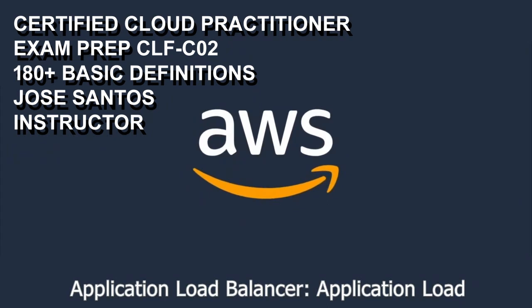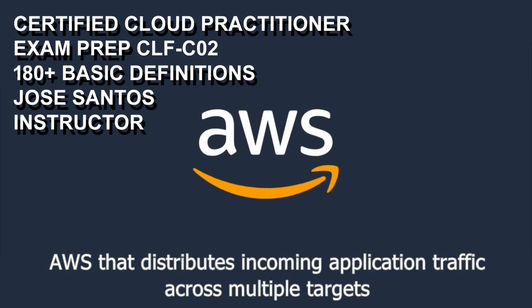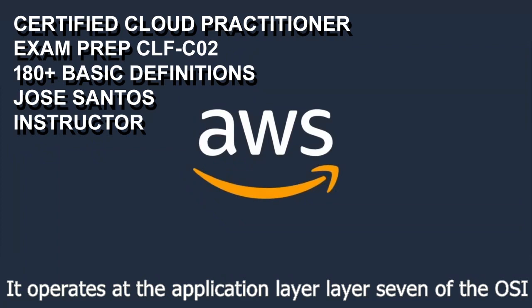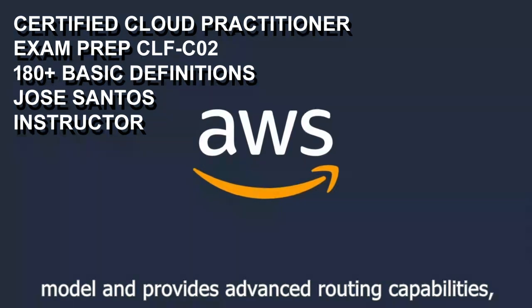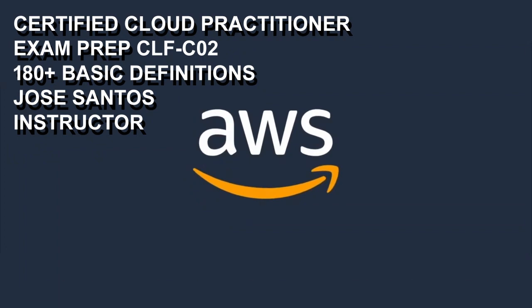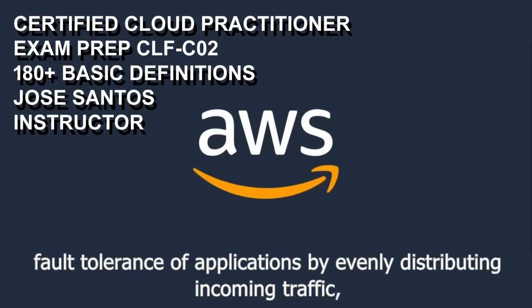Application Load Balancer. An application load balancer, ALB, is a service provided by AWS that distributes incoming application traffic across multiple targets, such as EC2 instances, containers, and IP addresses. It operates at the application layer, Layer 7, of the OSI model and provides advanced routing capabilities, content-based routing, and support for WebSockets. ALBs are commonly used to improve the availability and fault tolerance of applications by evenly distributing incoming traffic.